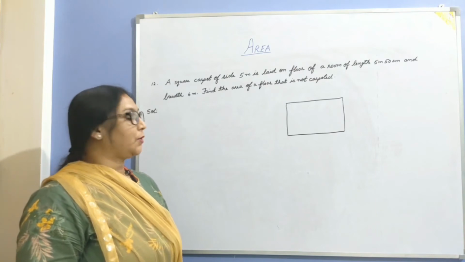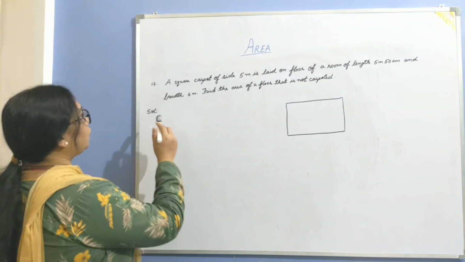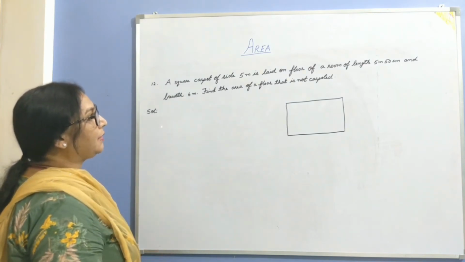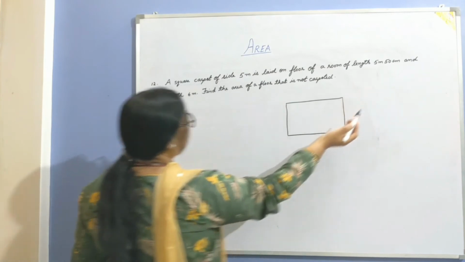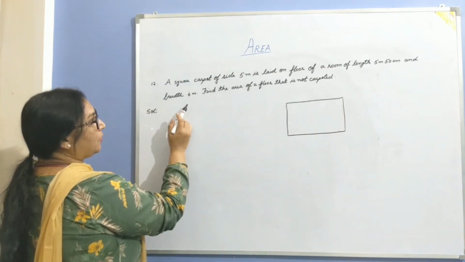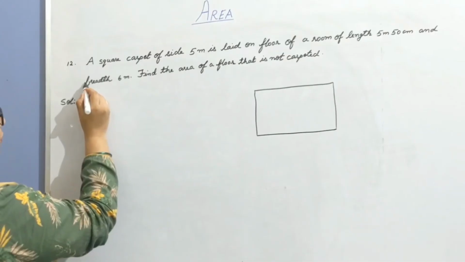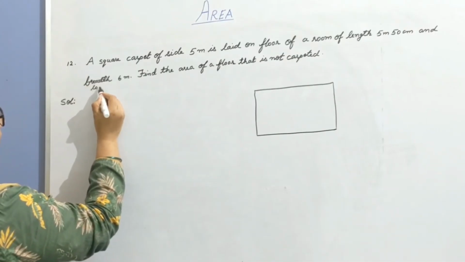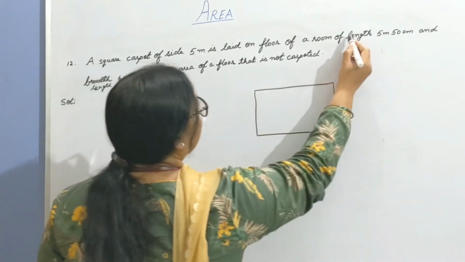Children, make a note. Question number 11 is excluded. Now let's move to question number 12. A square carpet of side 5 meter is laid on a floor of a room of length 5 meter 50 centimeter and breadth 6 meter. So bring a change in your question. Let this be length because always we consider the longer side as length. So length be 6 meter and this be breadth.